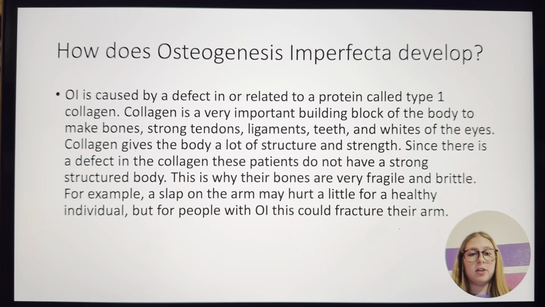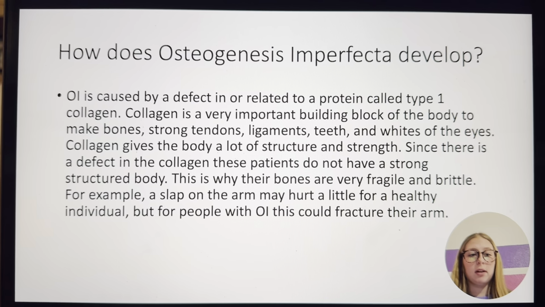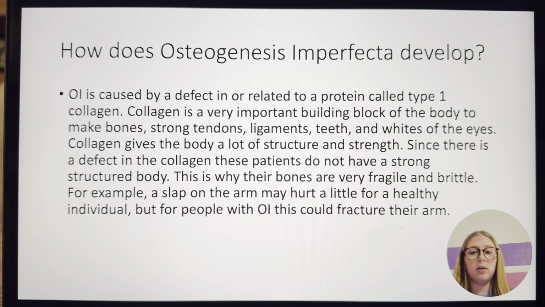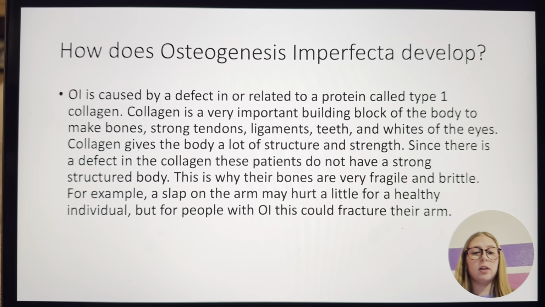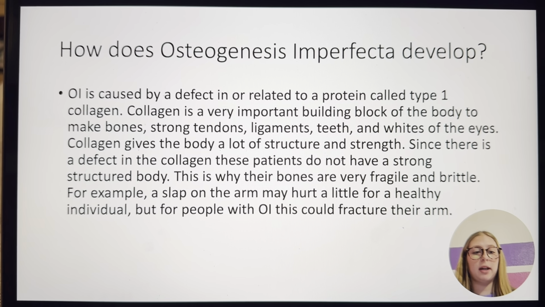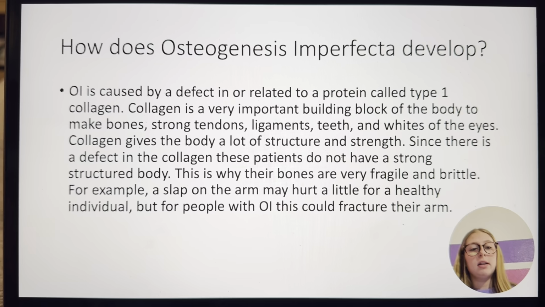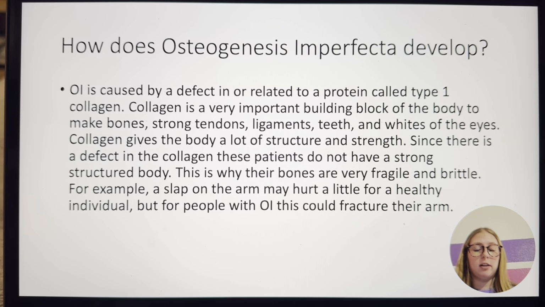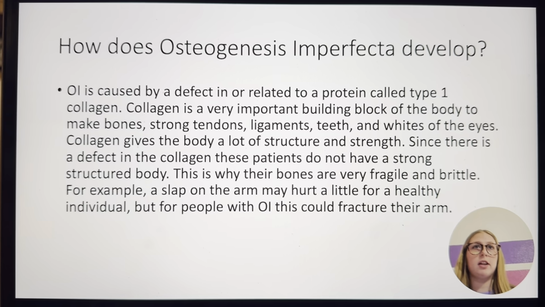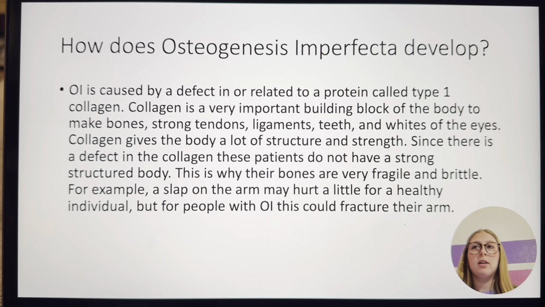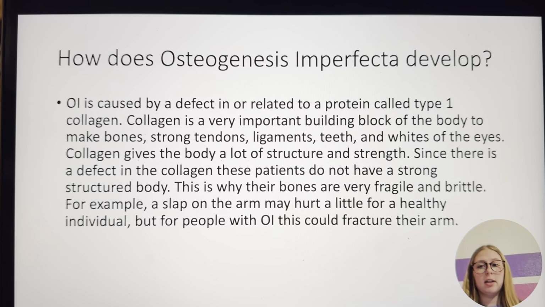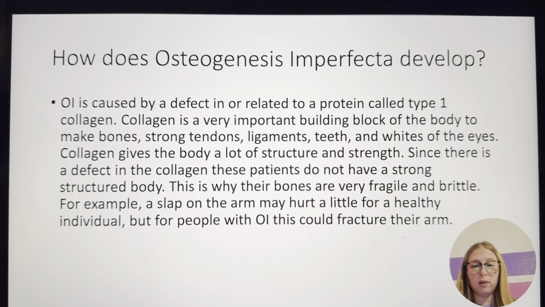How does osteogenesis imperfecta develop? It is caused by a defect in or related to a protein called type 1 collagen. Collagen is a very important building block of the body to make bones strong. Strong tendons, ligaments, teeth, and the whites of the eyes. So if you think about it, if you don't have collagen, your body's just going to have less structure, it's going to have less strength, it's just not going to be as strong.